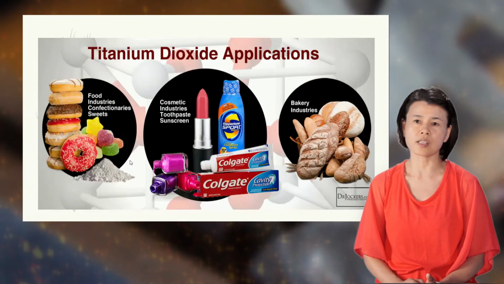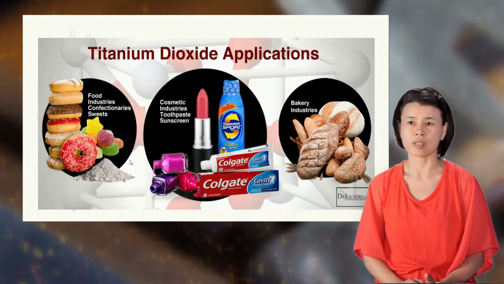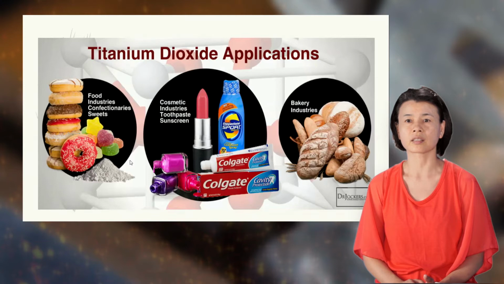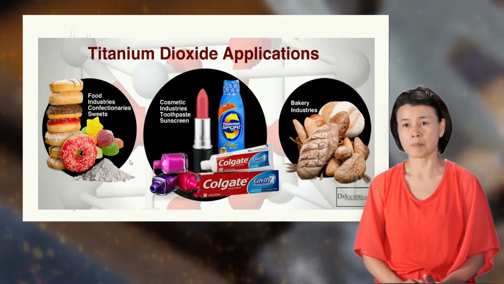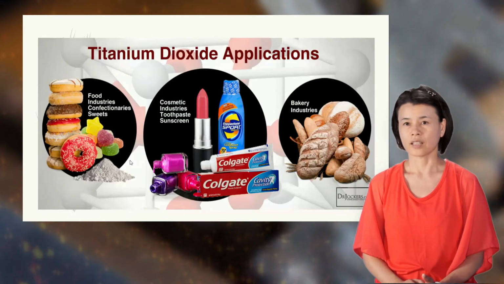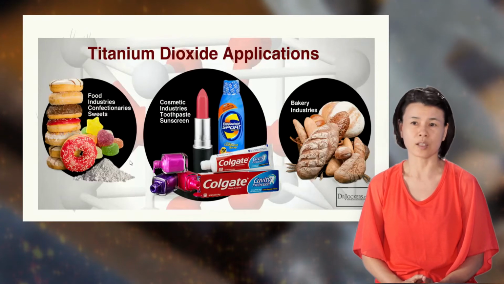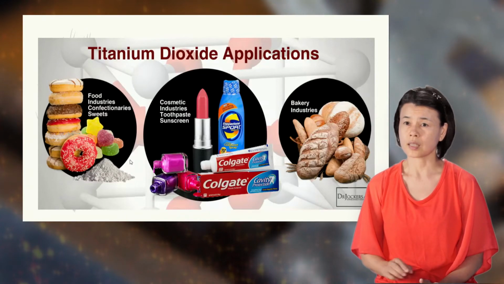Approximately 4.6 million tons of pigment titanium dioxide is used annually worldwide, and this number is expected to increase as utilization continues to rise. We consume titanium dioxide regularly and increasingly, but is it safe?